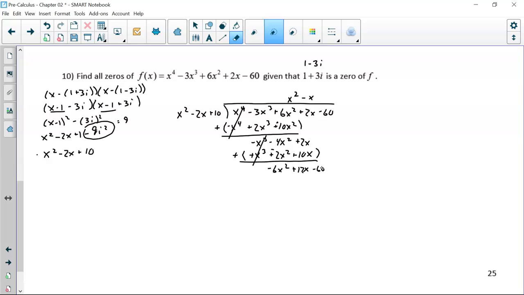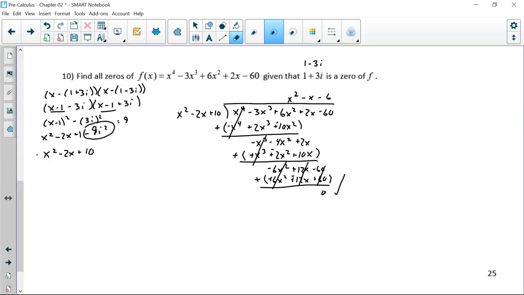Now to get x squared to be a negative 6x squared, I have a negative 6. Distribute: negative 6x squared plus 12x minus 60, and don't forget we're subtracting the entire thing. Distribute the negative, change all of the signs. They cancel, cancel, cancel. Remainder of 0 is good. We know that that is absolutely one of our factors.